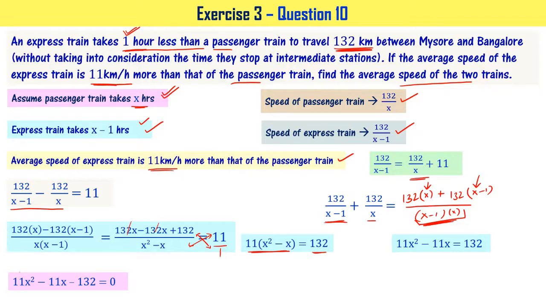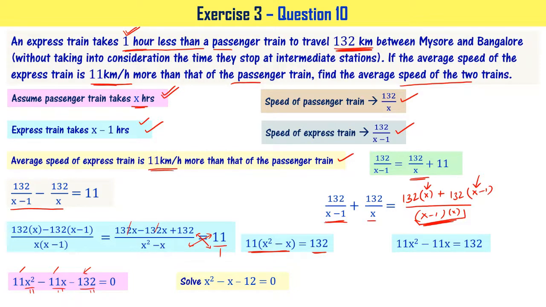Look at this. I have 11 here. I have 11 here. Here also I can take 11 as the common factor. When you do that, the equation becomes x square minus x minus 12 equal to 0. You divide every term of the equation with 11. When you do that, you get x square minus x minus 12 equal to 0 as the equation.